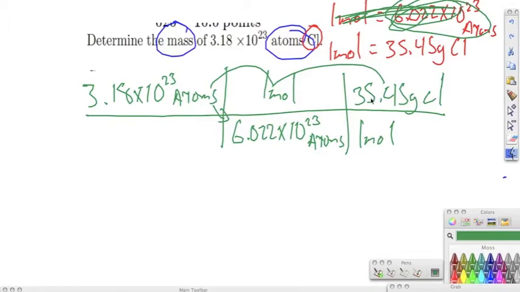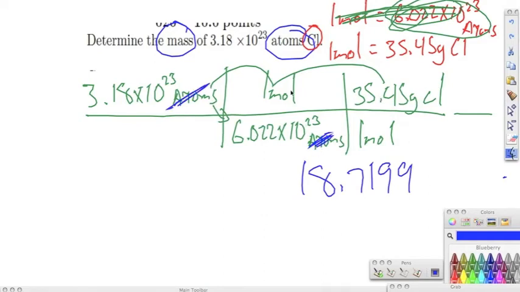And then we just multiply the top out, so 3.18 times 10 to the 23rd times 1 times 35.45, and we get that answer. And then we divide that by 6.022 times 10 to the 23rd times 1, and we should get an answer right around 18.7199. In the unit, we see that it cancels as we go. It's going to be grams of chlorine.